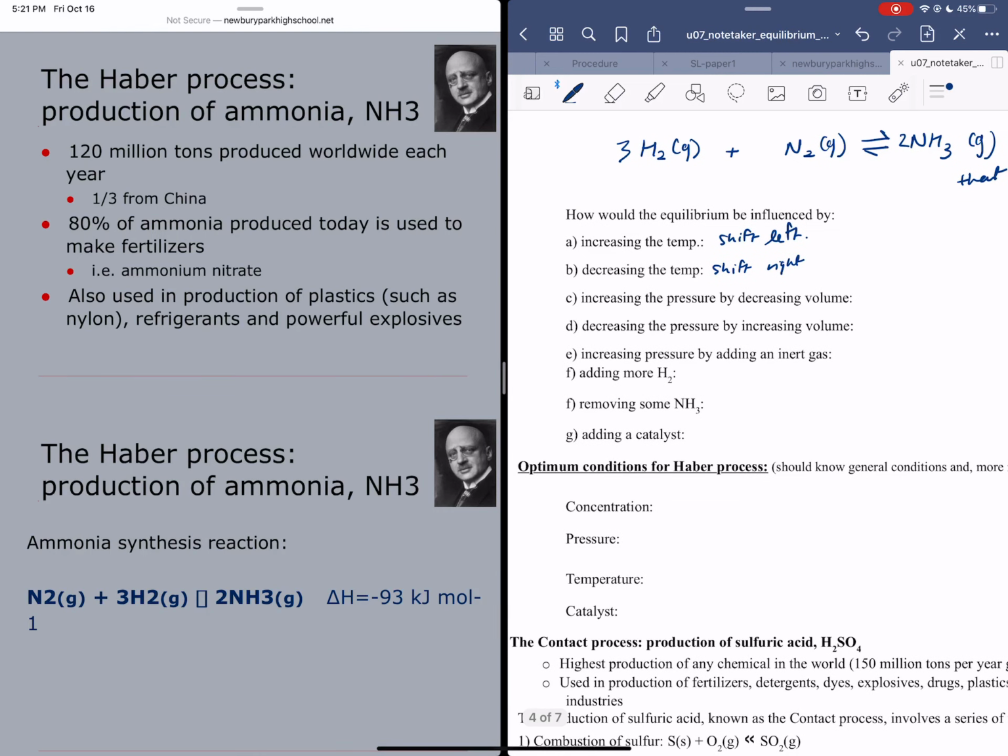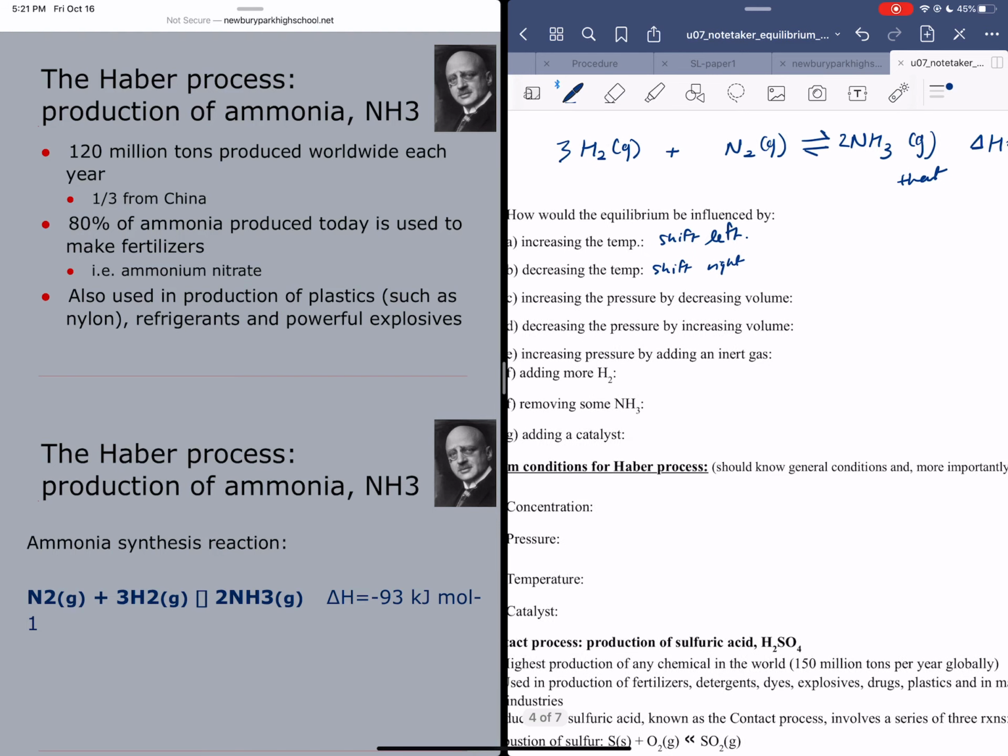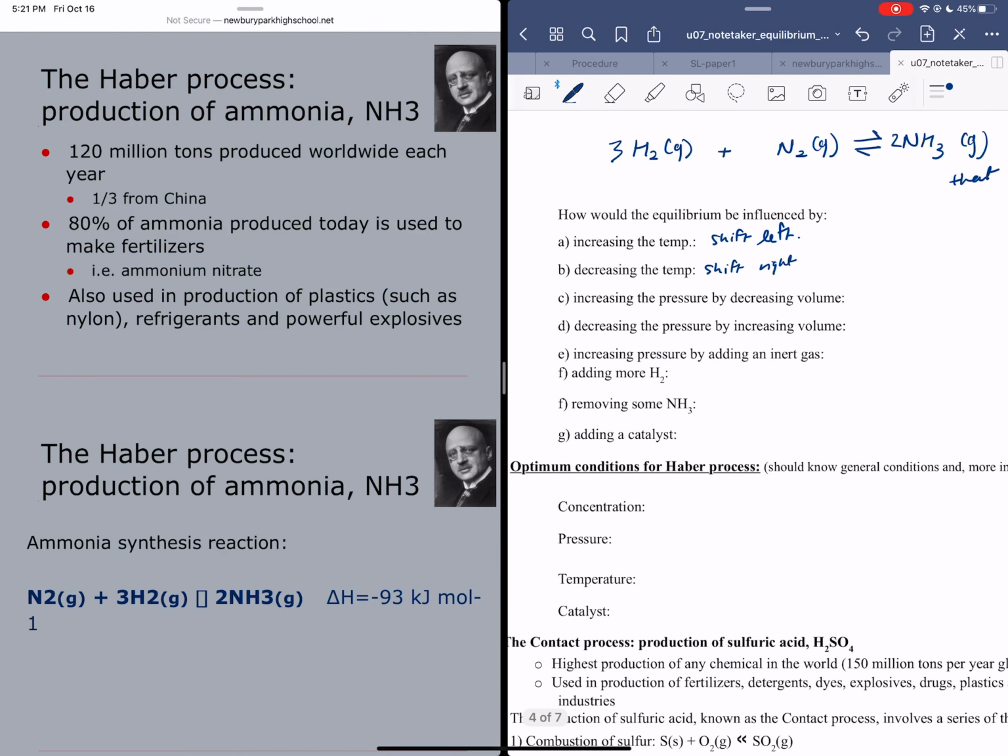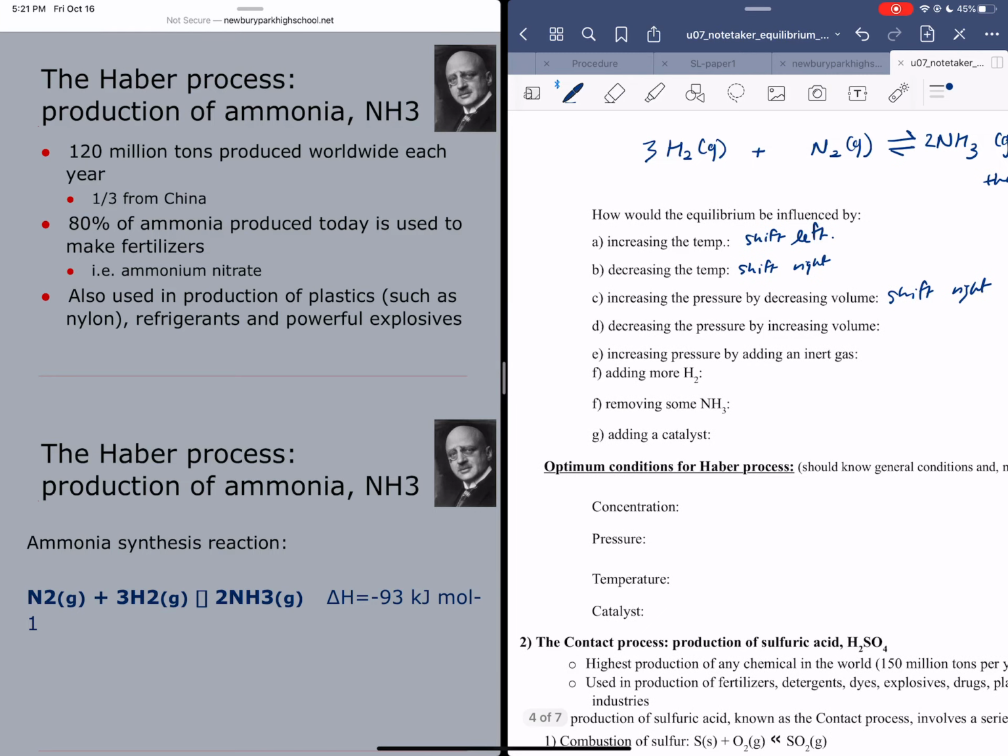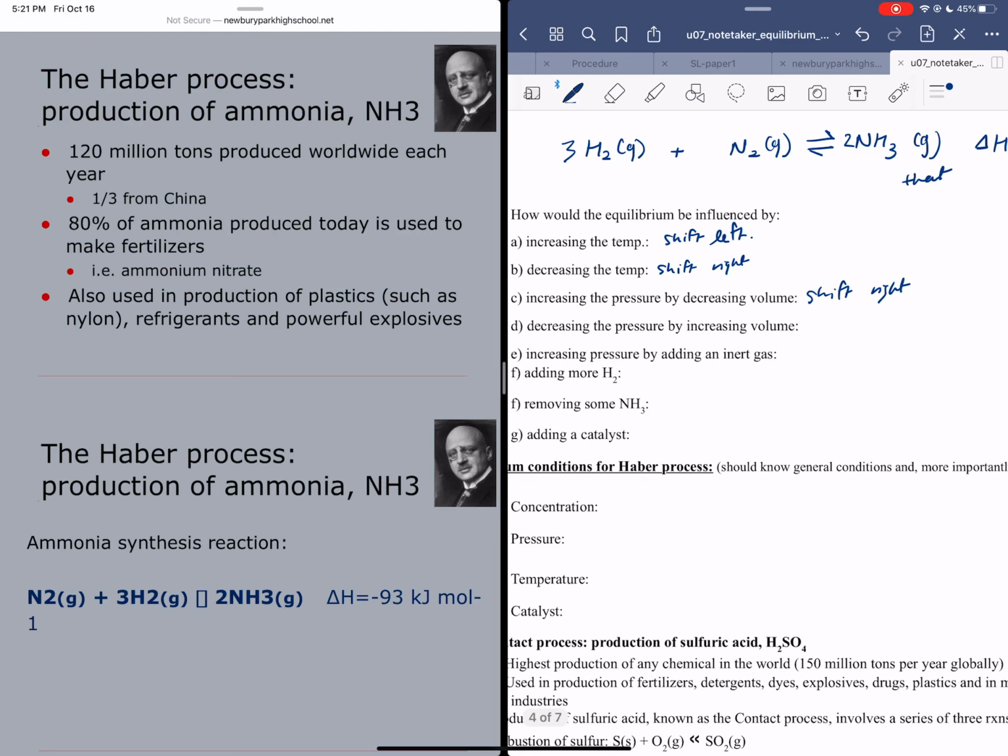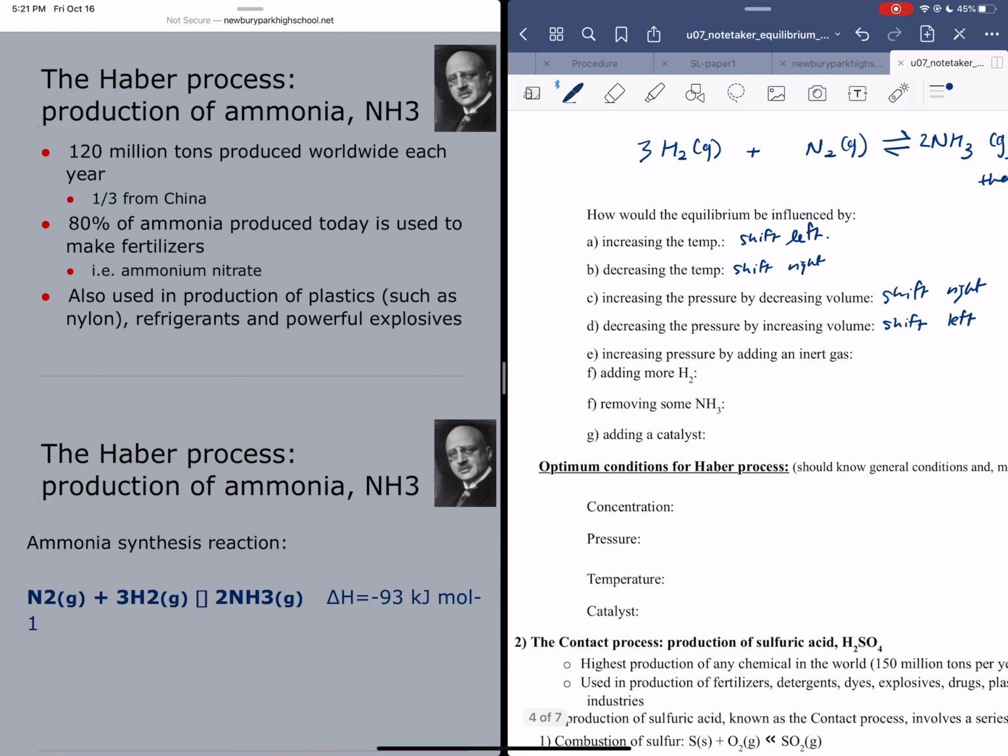Increasing the pressure by decreasing the volume. This is a bit redundant. You should just say increasing the pressure. If we increase the pressure, we tend to the side with fewer moles of gas, so we shift right. Decreasing the pressure. If we decrease the pressure, we increase the volume, so we tend to the side that would occupy more volume, so the side with more moles of gas, so we shift left.